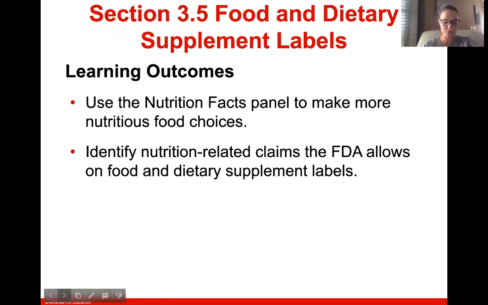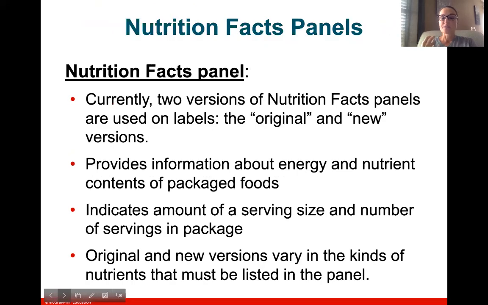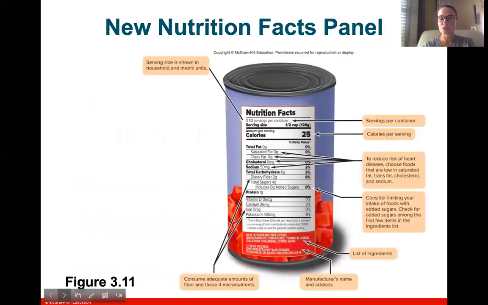All right, so moving on here. Food and dietary labels. Now we have the nutrition facts panel, and we have a newer version, and this is now required on all products, and it used to not be, but it's trying to help people make better choices about what they're eating. It has to provide information about energy and nutrient contents. It also tells you the serving size, how many servings are in a package, and it has a list of certain nutrients on the label.